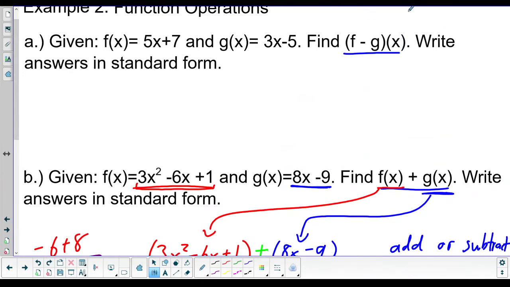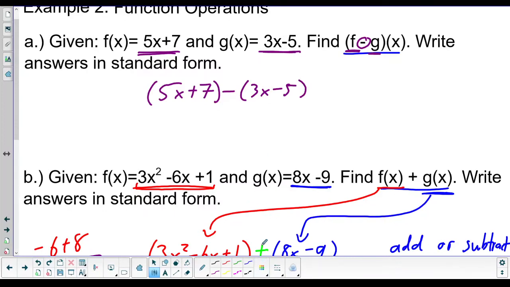All right, let's look at this subtraction problem. We're going to take f of x and we're going to subtract g of x. So just like we did for the addition problem, we're going to put parentheses. We're going to write down the f equation. So 5x plus 7. We're going to bring down our minus sign from the middle of the problem. Parentheses, we're going to write down the equation for g of x. So 3x minus 5.